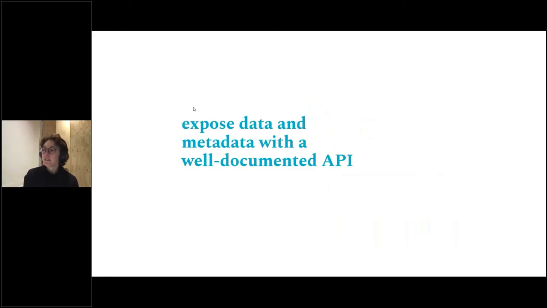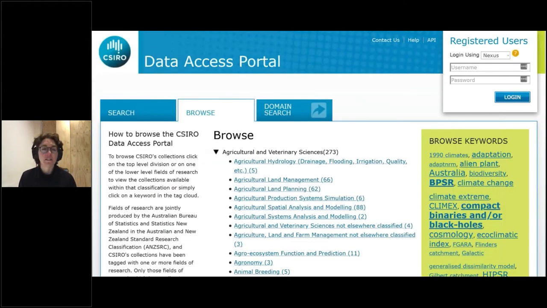Another thing that repositories can do is to expose the data and metadata with a well-documented API. Who remembers what API stands for from Matthias's lecture on Monday? I welcome your answers in the chat there. I'm going to show you an example from the CSIRO Data Access Portal. This is a screen share, but if you take your cursor up to the top right-hand corner where it says API next to help there, you'll see some pretty splendid and thorough documentation on how the API works and how you might get automated access to the data that CSIRO provides.